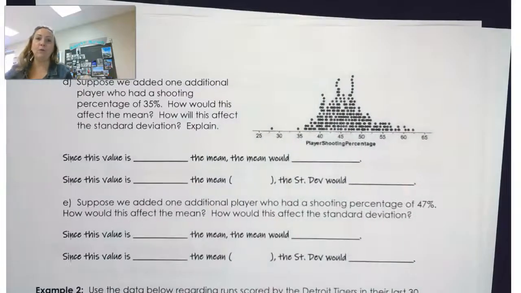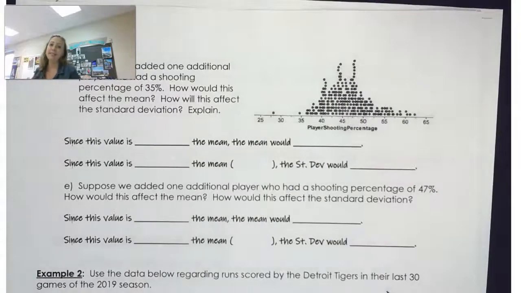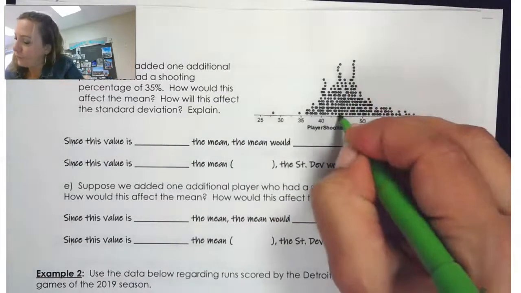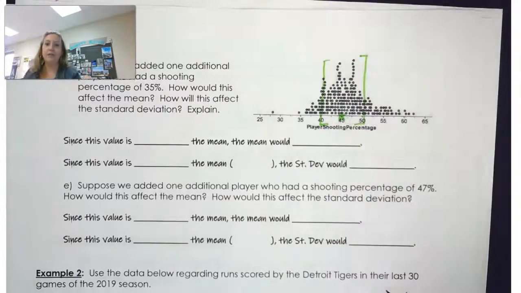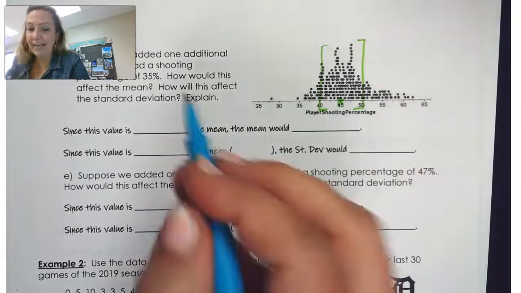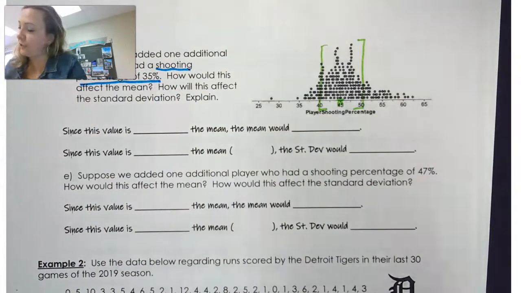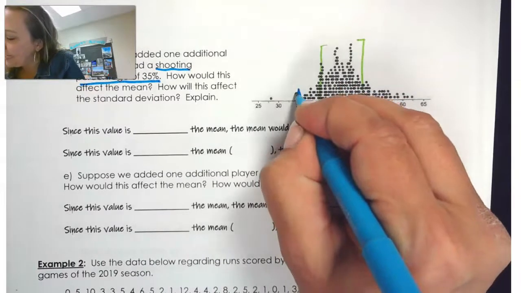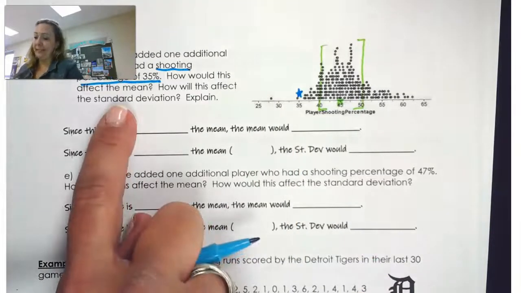It says, suppose we added 1 additional player who had a shooting percentage of 35%. How would this affect the standard deviation? Well, remember we had said that we thought our mean was 45, and we assumed that our standard deviation was about 5. So that's kind of what we're thinking about our typical distance. Well, what we're doing here, however, is we're adding another player that had a shooting percentage of 35%. So if I look at that shooting percentage of 35%, that means that I would be adding a data value here. It says, how will this affect the mean?